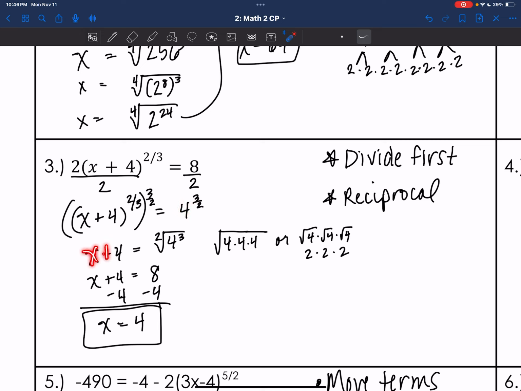So you're going to get x plus 4 equals, and then I'm going to rewrite this as that. Now, you can think of this as 4 times 4 times 4, or you can simplify each of these: the square root of 4 times the square root of 4 times the square root of 4, and that equals 8. Now that we got that, subtract 4, x equals positive 4. And you can check your answer by substituting in 4 here, and if it checks out, then you're good to go.